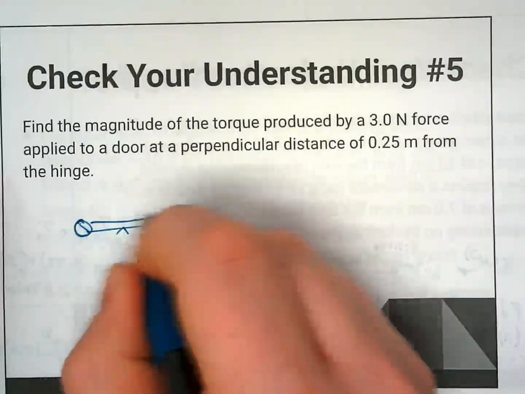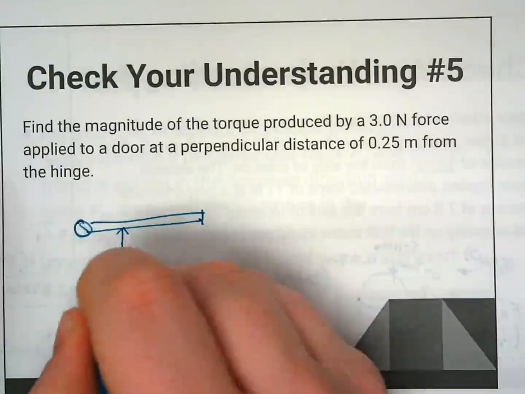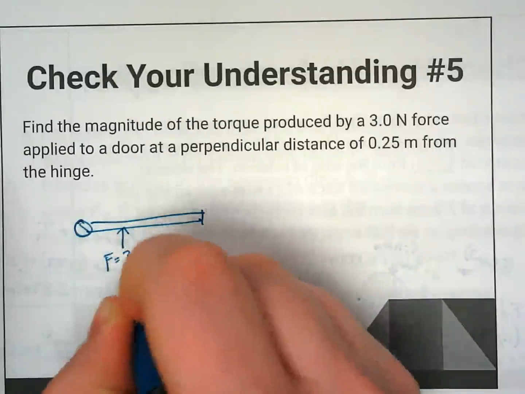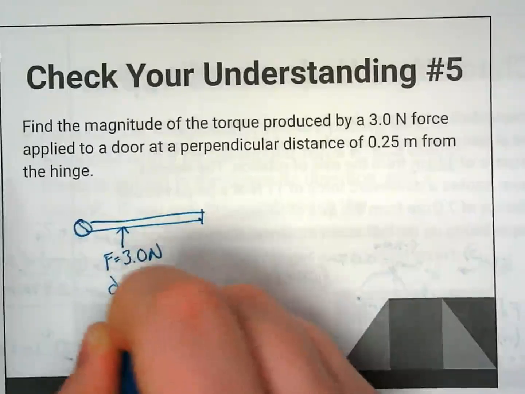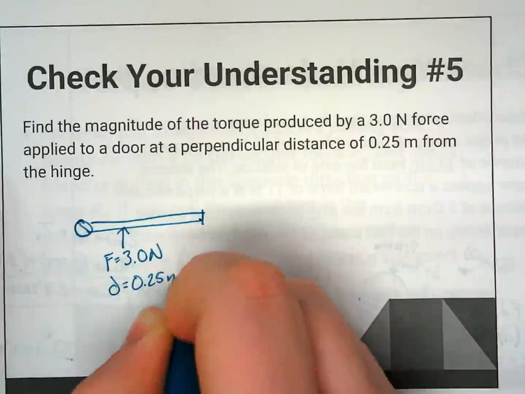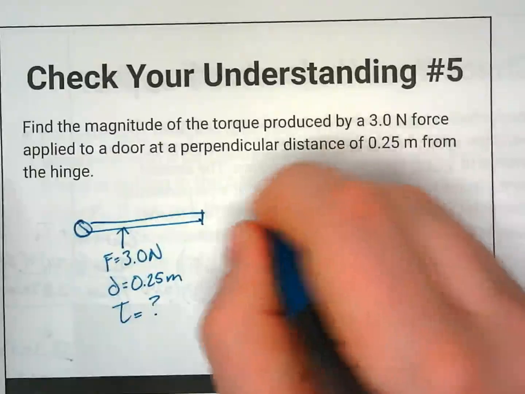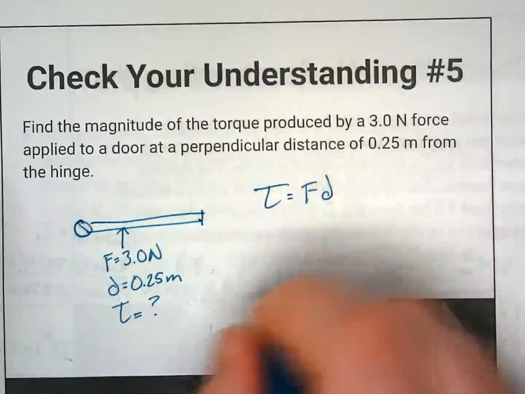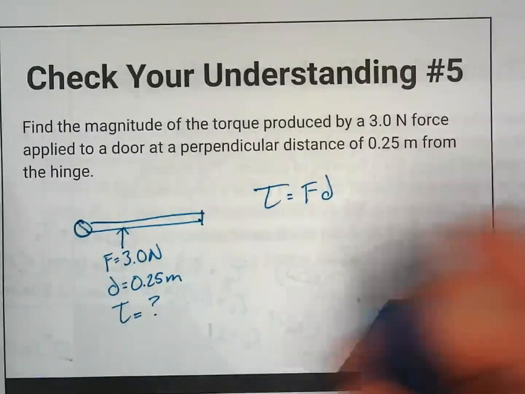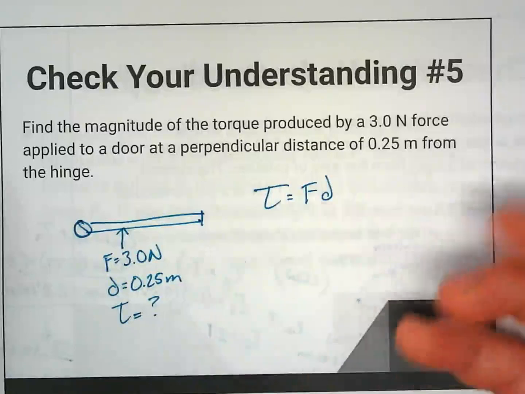So we're going to say, here's our lever arm, where we're going to apply a force of 3 newtons at a distance of 1/4 of a meter away. What's the torque? Torque is just going to be F times D. It's perpendicular, so we don't have to worry about sine of theta, because then it'll just be sine of 90, which is just 1.